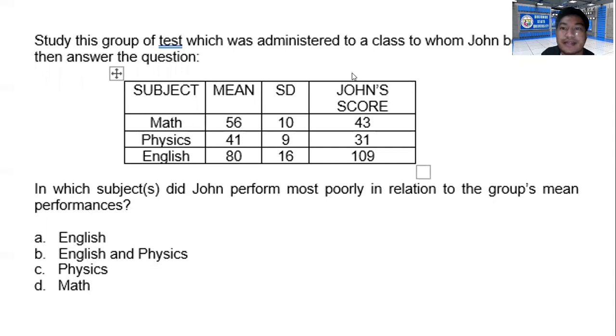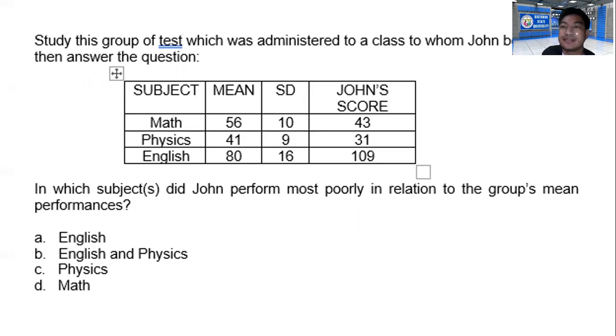Study this group of tests which was administered to a class whom John belongs, then answer the question. In which subject did John perform poorly in relation to the group mean performance? So atong gamiton din ang Z-score. Kay lahi-lahi man sila og mga subject, possible lahi po sila og teacher. So dili nimo ma-compare. It's not really comparable kay lahi ba ang teacher o lahi ang subject. So para ma-compare nimo siya, standardize nimo siya. Gamitan nimo siya sa standardized score or standard score, which is the z-score.